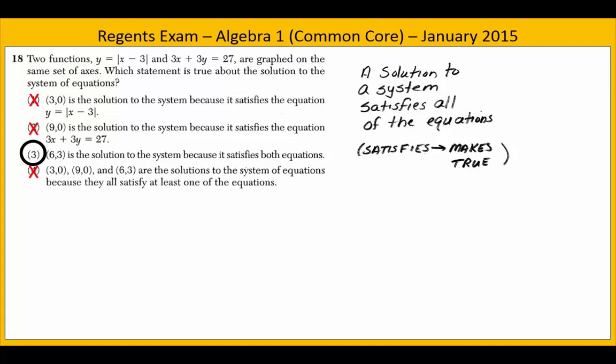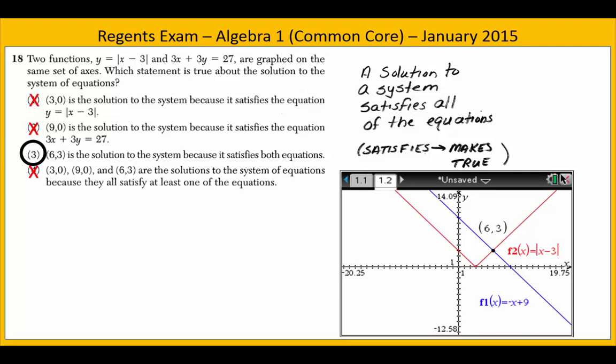If you weren't certain, you could certainly take your graphing calculator and graph both of the equations. When we do that, we see that the point of intersection is the point (6, 3). (6, 3) is the solution to the system because it satisfies both equations.